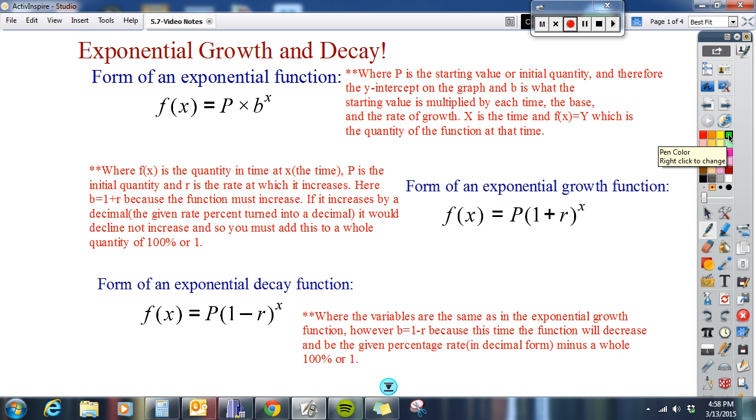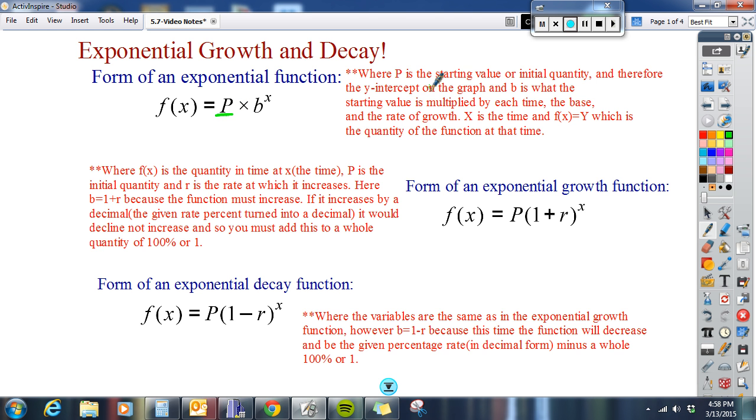There are three different formulas, but as you can see, they're all pretty similar. We have our exponential function, which has some base to an exponent. The regular exponential has the base b to an exponent x. f of x is the function, meaning you're plugging this x value in to get the total f of x. P is my initial value.